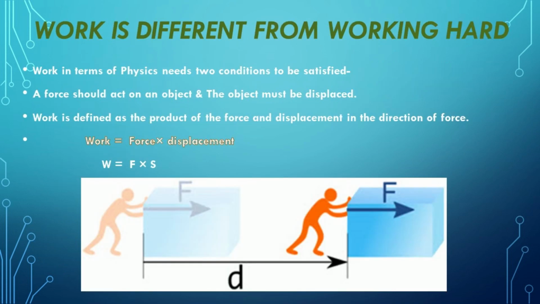Work is different from working hard. Work in terms of physics needs two conditions, children. A force should be acting on the object and the object must be displaced. Work is defined as the product of force and displacement in the direction of force, as you can see in the figure. Work is equal to force into displacement.